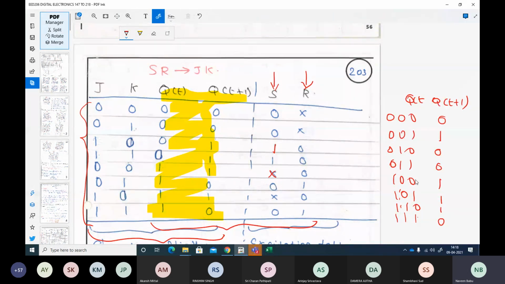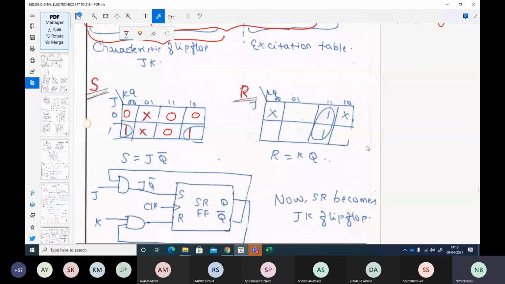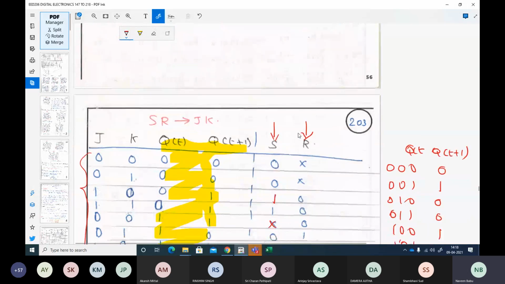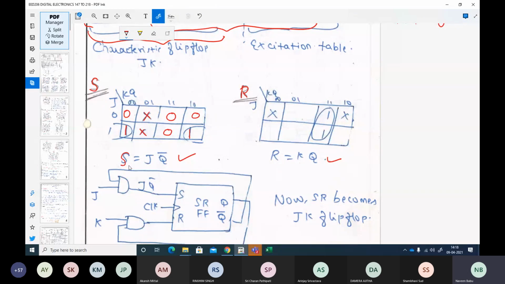And if I do this as a sequence, then I would have quickly done this instead of exactly finding the maps. Now, okay, now that we have created a K-map, we got the Boolean expression for S and we got the Boolean expression for R. Now what is the last step? Draw the circuit diagram using the Boolean expressions derived for SR flip-flop in terms of JK flip-flop. And if you see here, your SR flip-flop inputs will be in terms of J and K. Now let us see how to draw the circuit diagram.